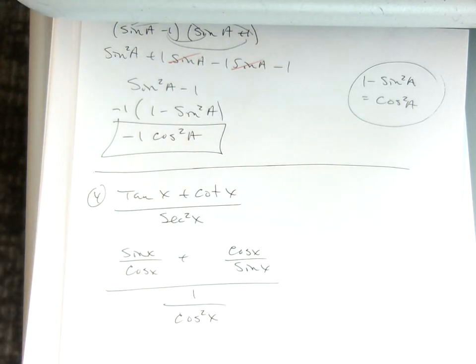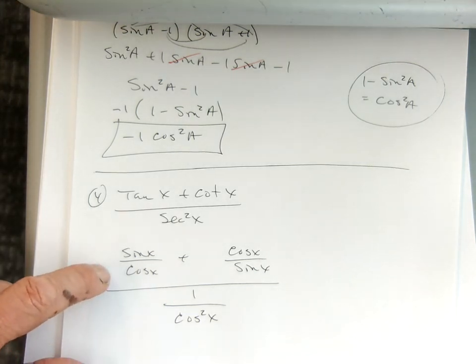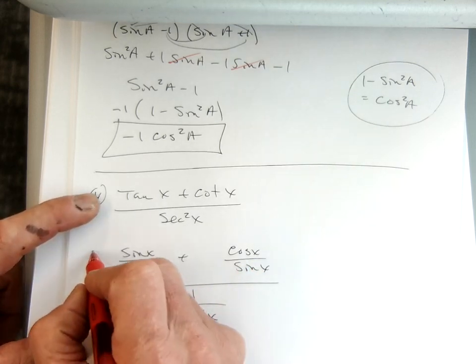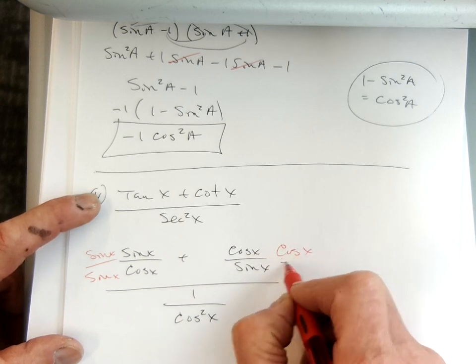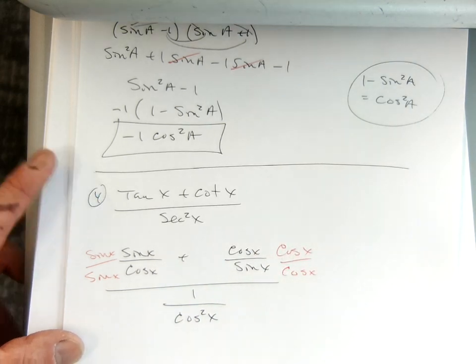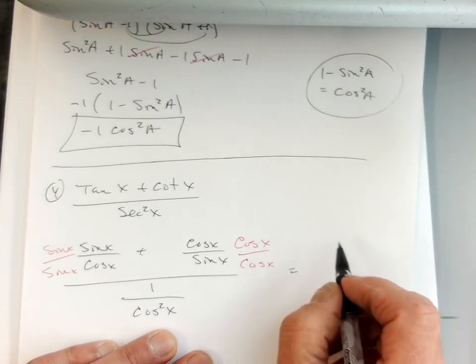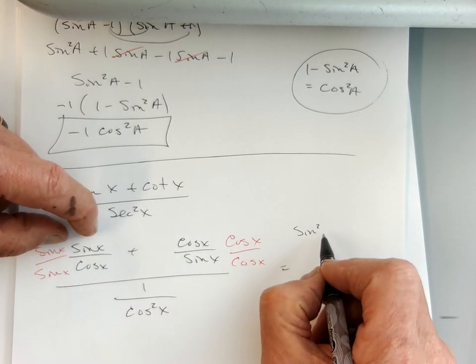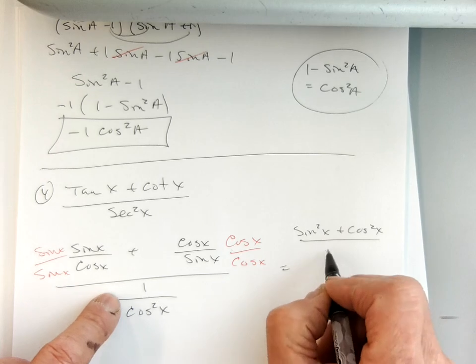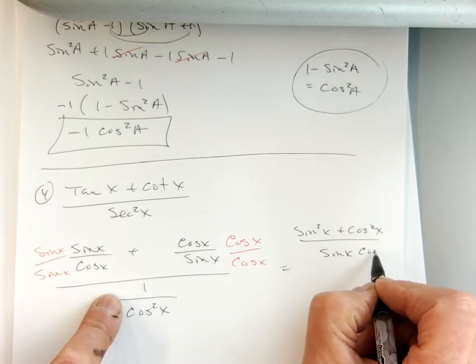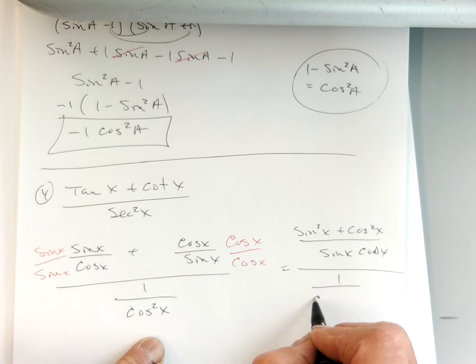It is really, because I want to get everything in terms of sines and cosines. So it's kind of a pain, but I want a common denominator here. So I'm going to multiply this one by sine over sine for common denominator, and this one by cosine over cosine, okay? So let's see what I get. I will have sine squared plus cosine squared all over sine cosine, all over 1 over cosine squared of x.